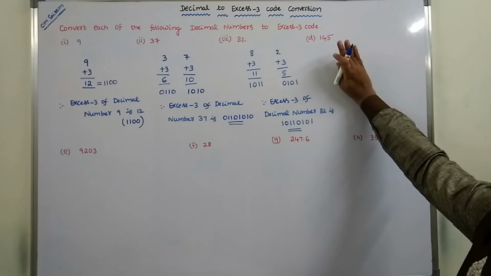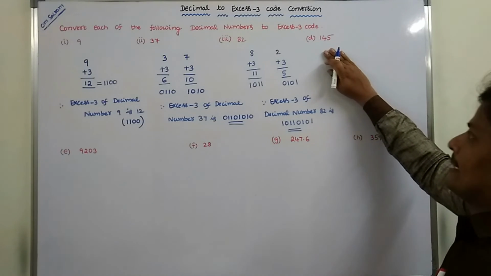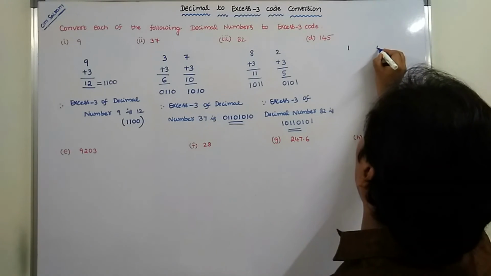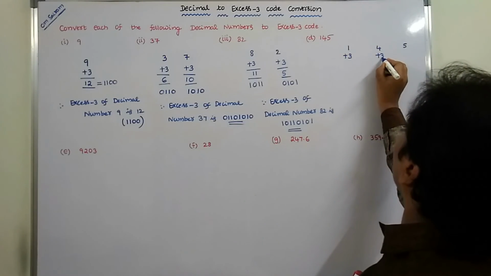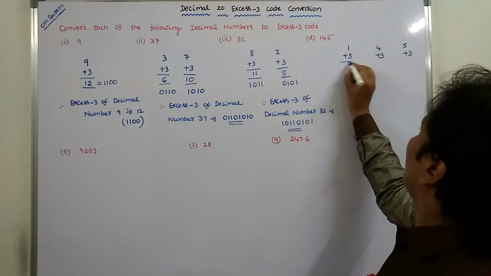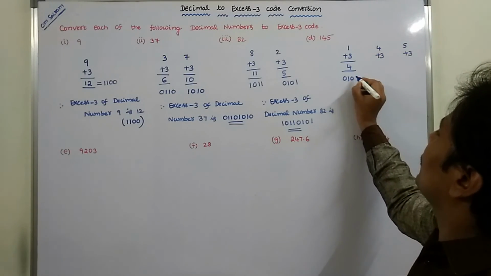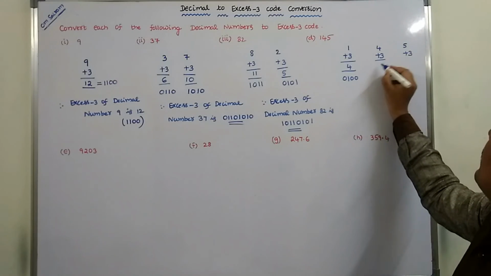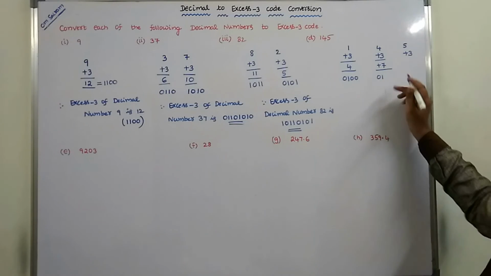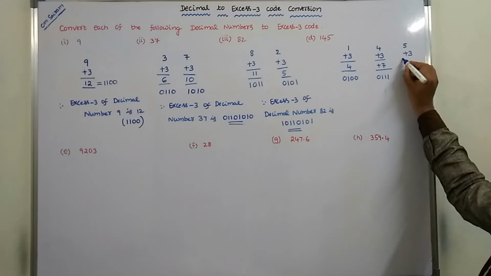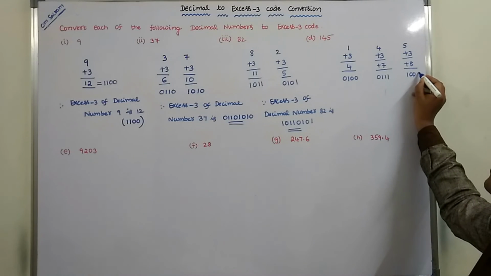Okay, next one we can go for the fourth one. In that one there are 3 digits. For each and every digit we have to add +3. So that is 1, 4, 5. We have to add 3 to each. Okay. So 1 plus 3 is 4. The corresponding binary number is 0100. Next 4 plus 3 is 7. The corresponding binary number is 0111. Next 5 plus 3, that is 8. The corresponding binary number is 1000.